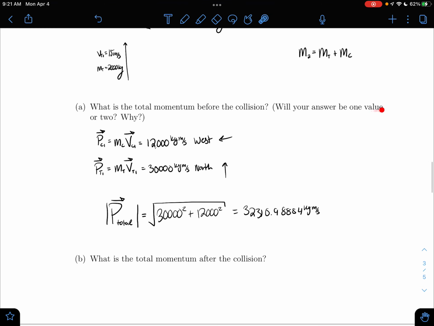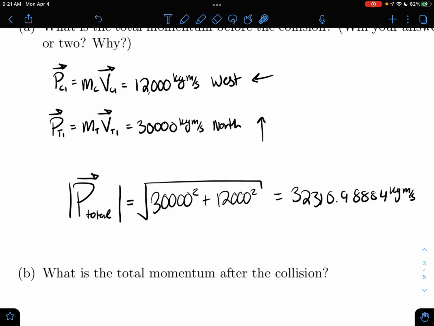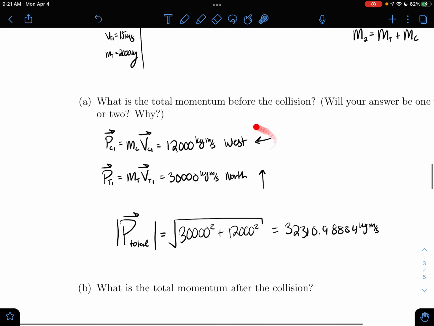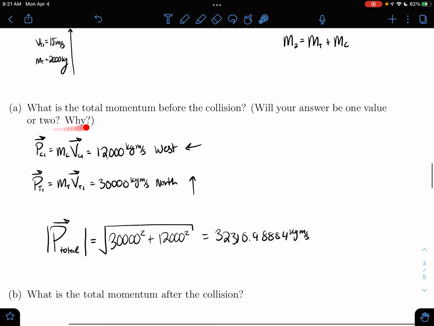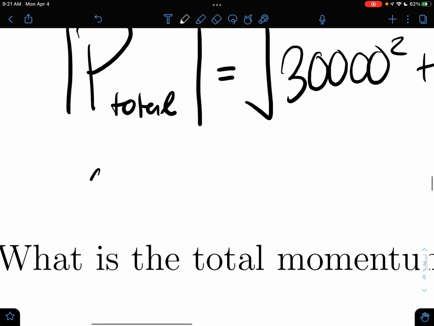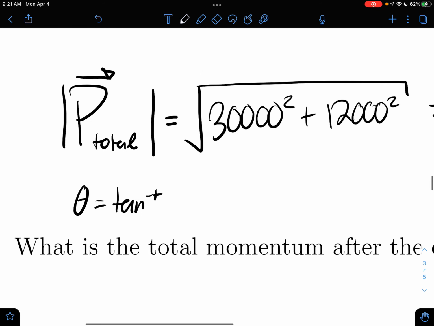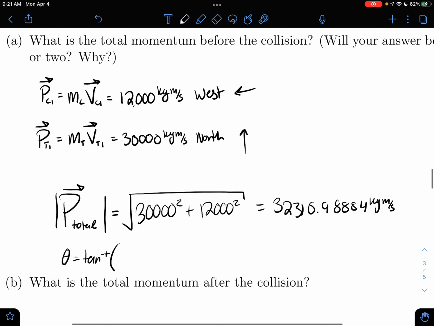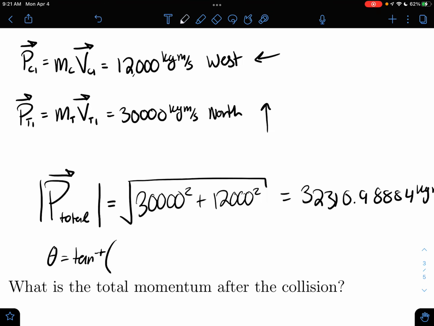All right, so when it asks, will our answer be one value or two? There are multiple ways to report a vector. Right? We can say an x component and a y component. Again, that'll still be two answers, an x and a y component. Or we can say a magnitude and a direction, and it'll still be two values, but just in different contexts, right? So our theta is going to be inverse tangent of opposite over adjacent, so that's going to be 30,000 over 12,000.